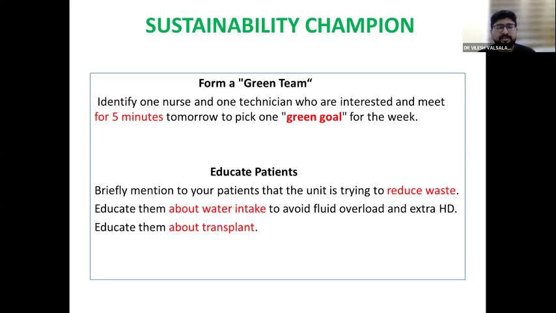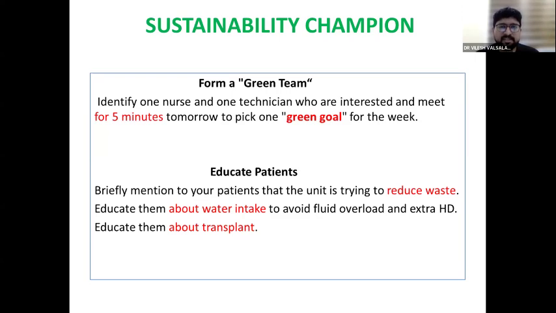This is going to be part and parcel of the curriculum in the coming years. It is looked upon very seriously and in a big way. Educate your patients. Briefly mention to your patient that the unit is trying to reduce waste. Educate them about water intake so that they don't come in with fluid overload, and that extra dialysis can be avoided, and that much carbon emission can be avoided.